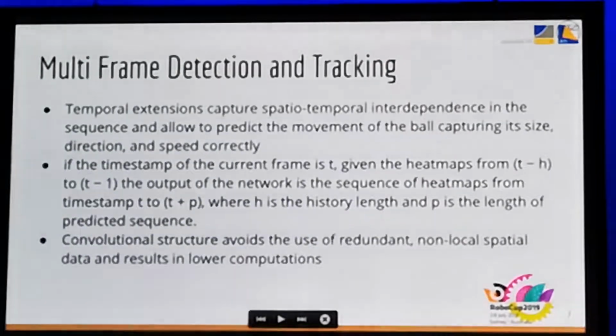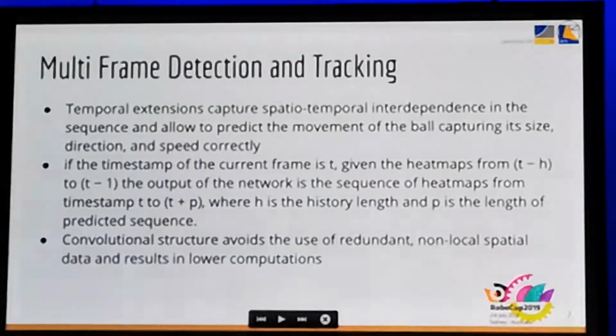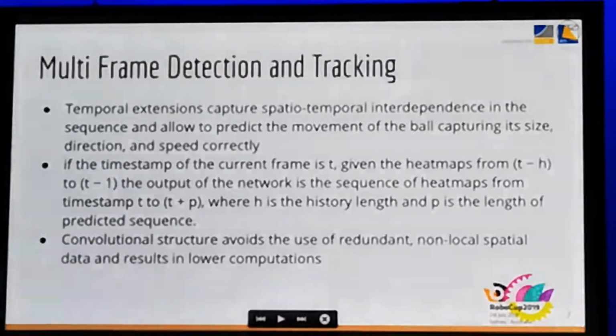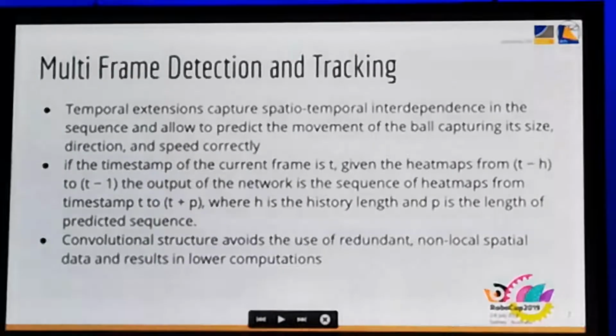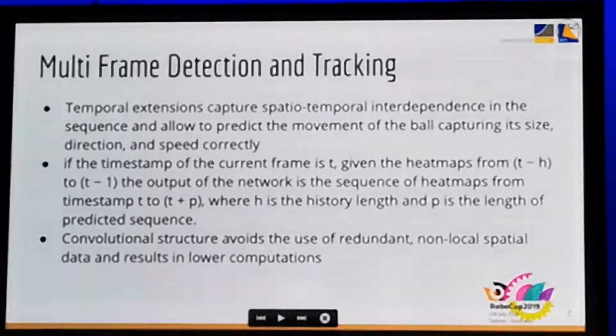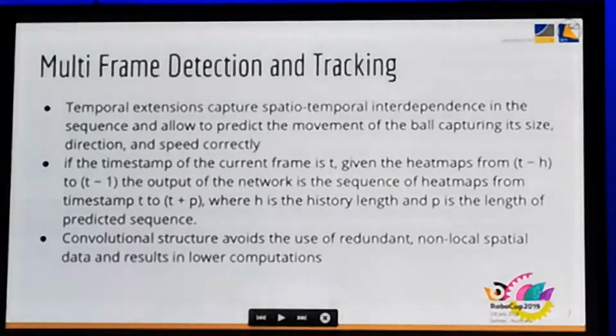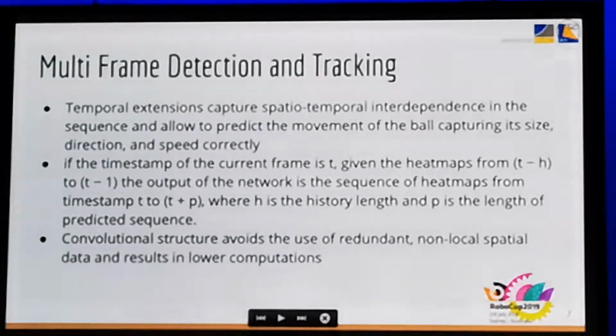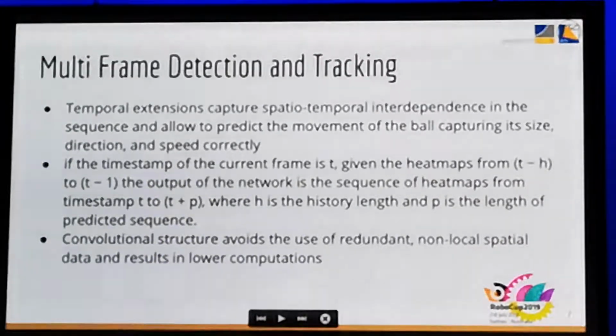Then we added the temporal part, which used multi-frame detection. For the temporal part, we experimented with 3 different models, as I mentioned. We take into account each of the previous frames, namely in this experiment 20, and then we predict P frames afterward, which is in our case 1 frame. So we get 20 frames and we want to predict 1 frame in the future. Convolutional structure avoids the use of redundant non-local spatial data and results in lower computation, of course.